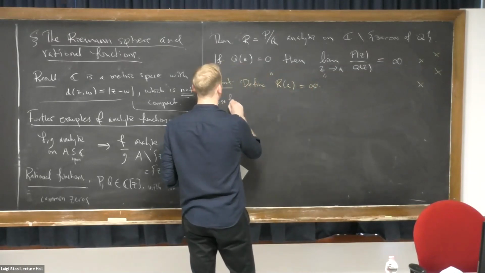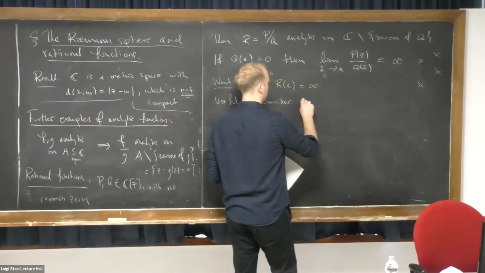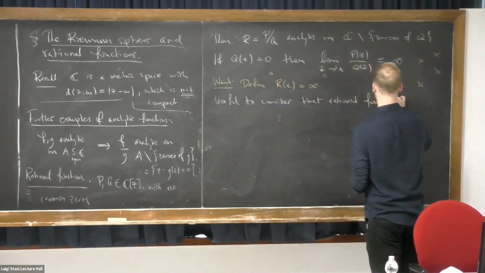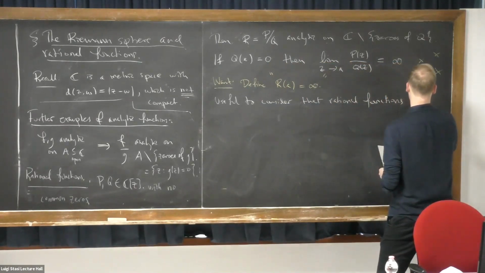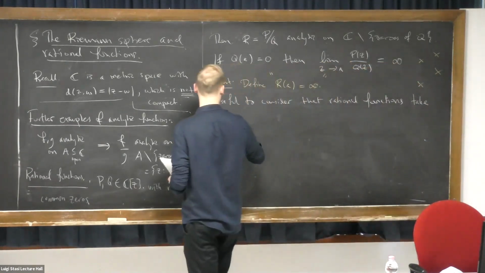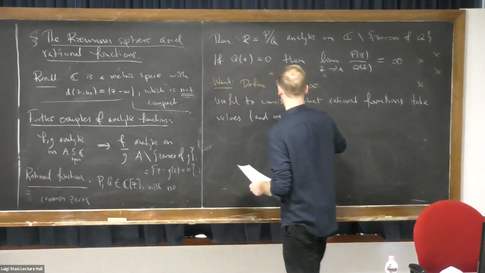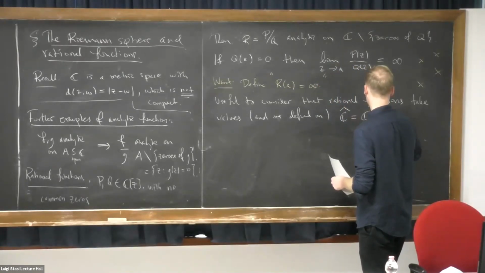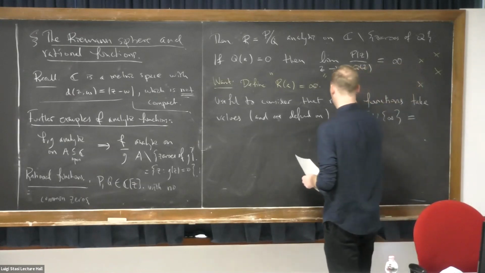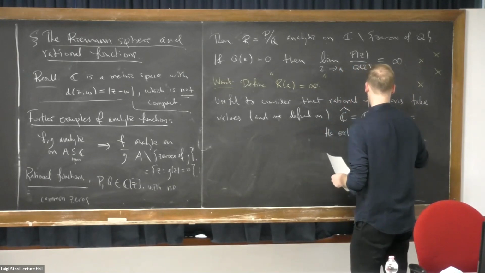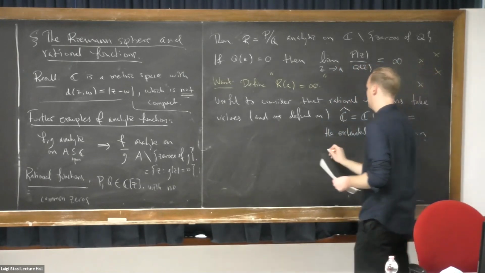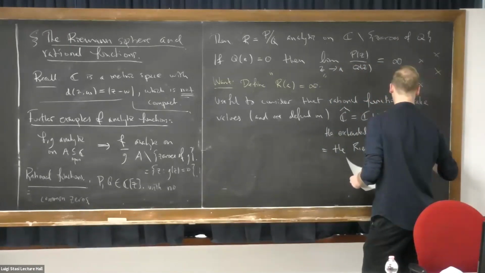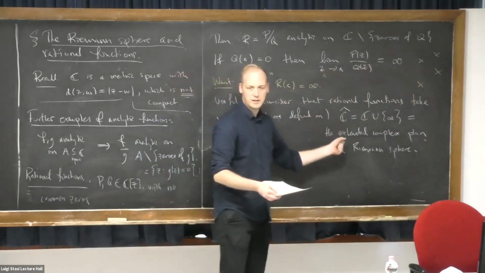So my remark is that it's useful to consider rational functions. This is just a point of view, but it's a very powerful and useful one. So consider that rational functions take values, and are even defined, on C hat. This will be my notation for the extended complex plane. Or another way of saying it is the Riemann sphere. All of these ways of writing or saying it are the same thing.